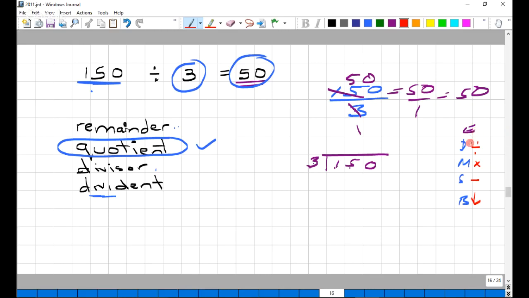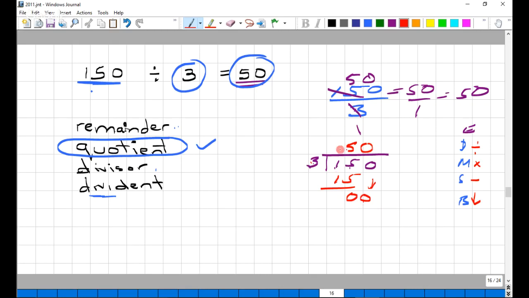Okay, so we estimate. Here, 3 into 15 would go about how many times? 5 times. Okay, so we're going to multiply. 5 threes would give us what? 15. Then we're going to subtract. We have 0. We're going to bring down 0. And 3 into 0 would give us 0. And of course, you could say 0 times 3 would give us 0, and 0 from 0 would still leave us with 0.